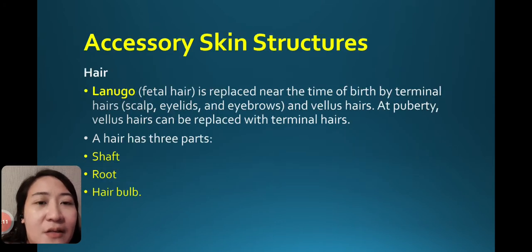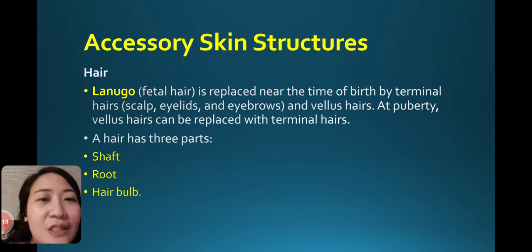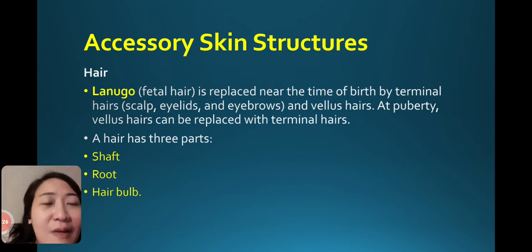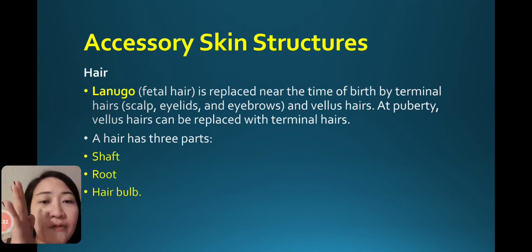So, what are the accessory skin structures? Siyempre, number one is hair. Fetal hair is known as lanugo, and is replaced near the time of birth by terminal hair on the scalp, eyelids, and eyebrows, and vellus hair. At puberty, vellus hair can be replaced with terminal hair. So, may transition from lanugo, fetal hair, to vellus hair, then terminal hairs.